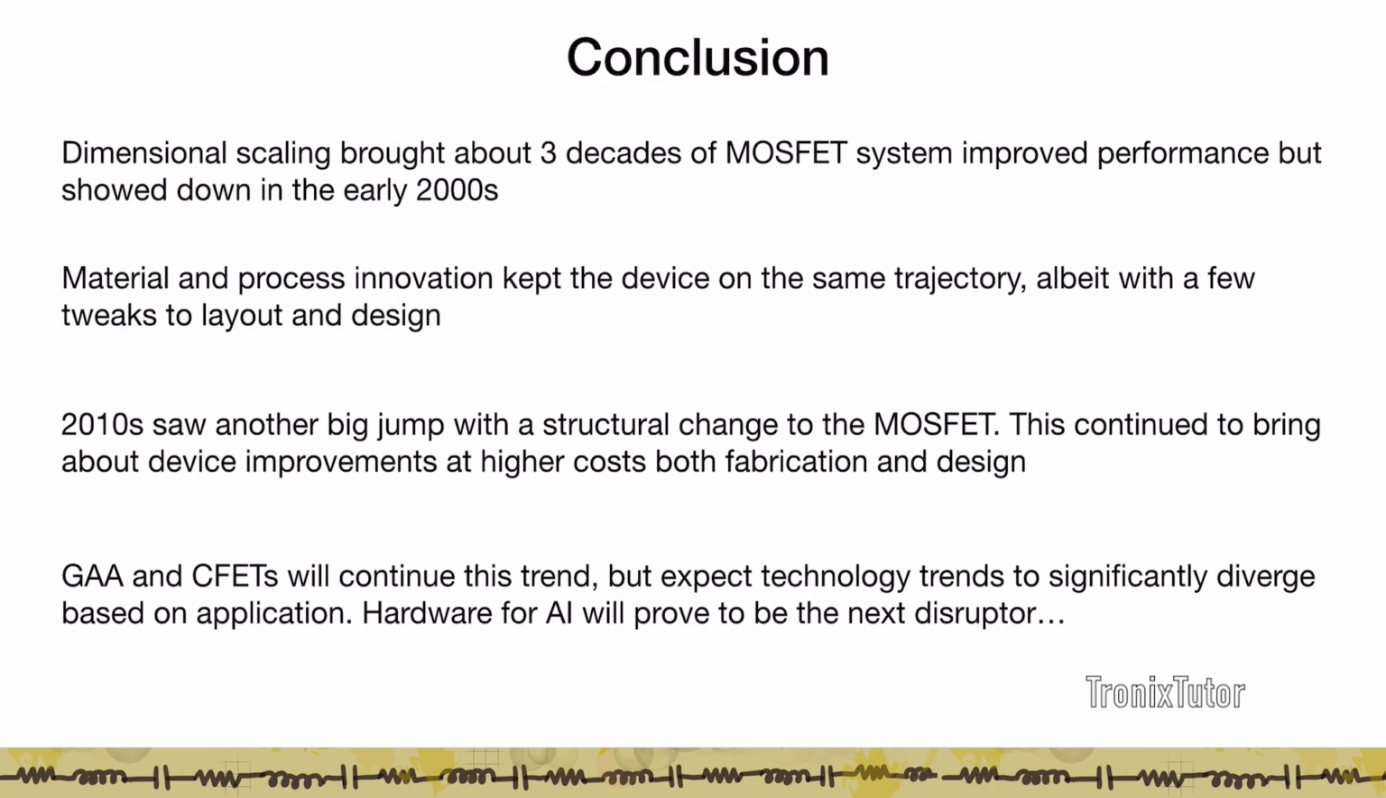GAA and complementary FETs will continue this trend, but recent conferences and recent technology trends seem to indicate that technology might diverge substantially based on application. And over the last year or so, we've seen that implementation of hardware for AI, because AI seems to be a big driver for electronics now, hardware for AI will prove to be the next disruptor in this technology.